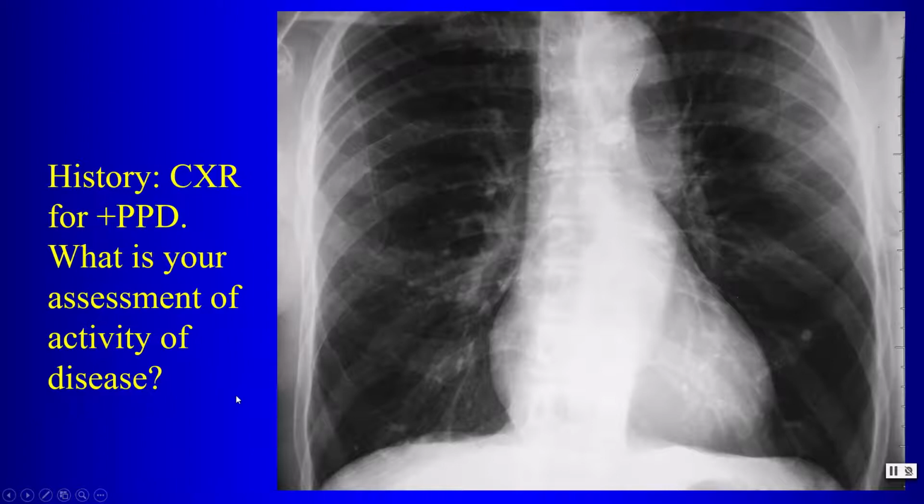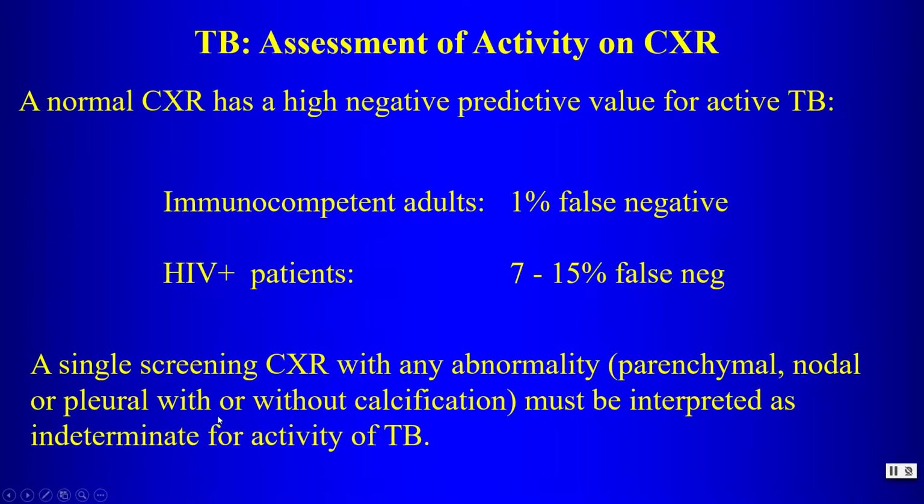If I tell you this patient is PPD positive and we ask for your assessment of activity of disease, what do you say? Well, the finding here is that there is a calcified granuloma. So how do we assess the activity of disease in this case? Well, a normal chest x-ray has a high negative predictive value for active TB in the immunocompetent host. There's only a 1% false negative rate, but you have to be careful in HIV positive patients. They can have higher false negative rates.